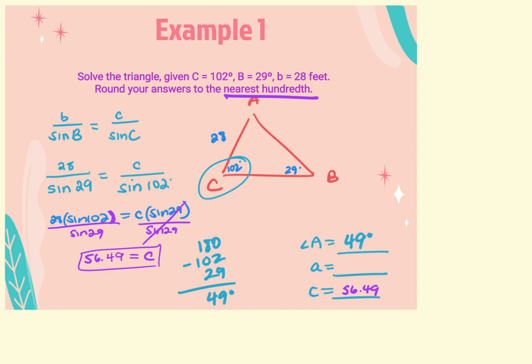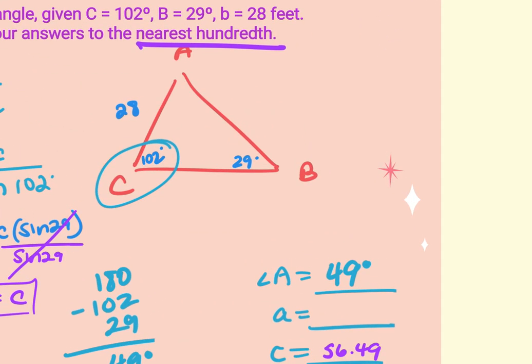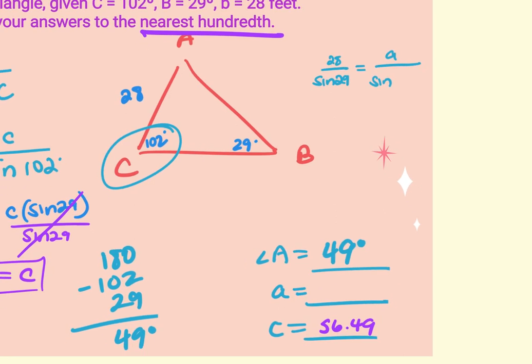Then I would set up a proportion with the B stuff again, and I choose B even though I've now found C. I choose B because that is what they gave me and it's not a rounded number. So always go back to the original information that they gave you. So I'm going to use B, which is 28, over the sine of B, which is 29 degrees, equals A, that's the last unknown, over the sine of angle A, which is 49 degrees.